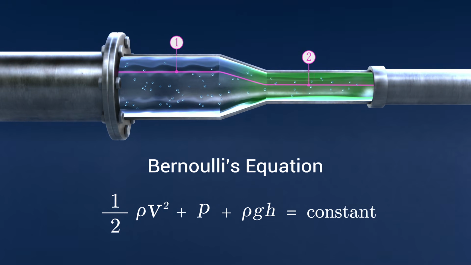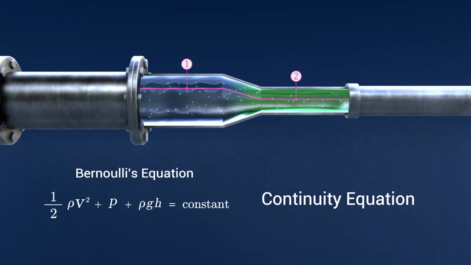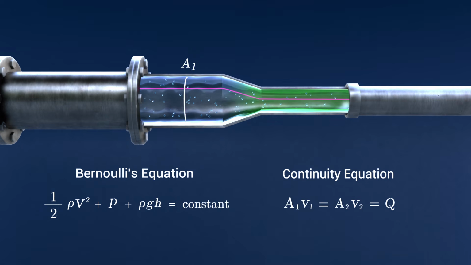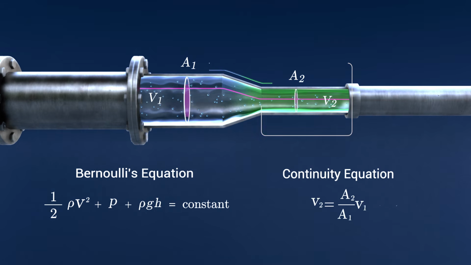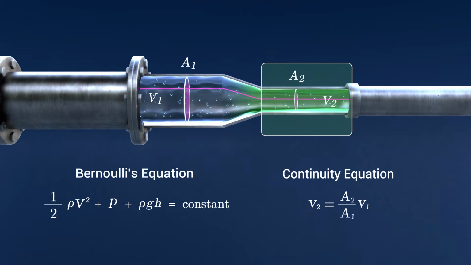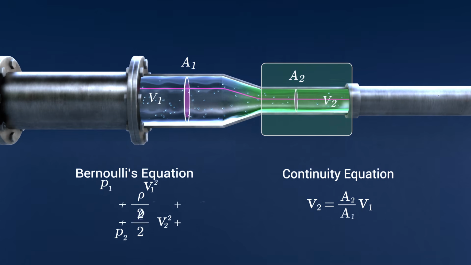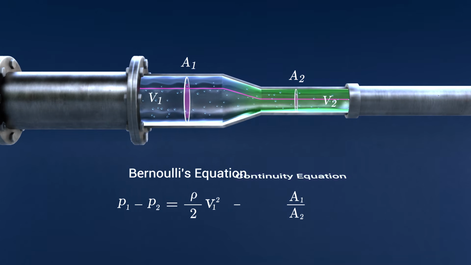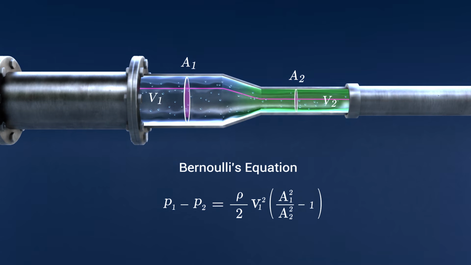We can also derive Bernoulli's by applying the law of conservation of energy via the continuity equation. For steady incompressible flow in a pipe, we can show flow as the following equation: A1 V1 equals A2 V2 equals Q. This tells us that as the pipe widens, the velocity decreases. We can rearrange this equation to find the velocity in the second part of the pipe. We can then substitute V1 and V2 back into Bernoulli's equation. The continuity equation comes from the conservation of mass principle. It states that mass cannot be created or destroyed within a control volume.